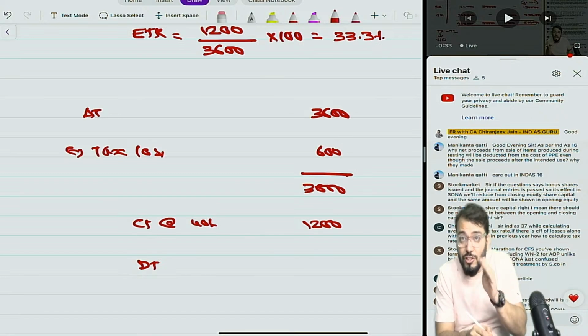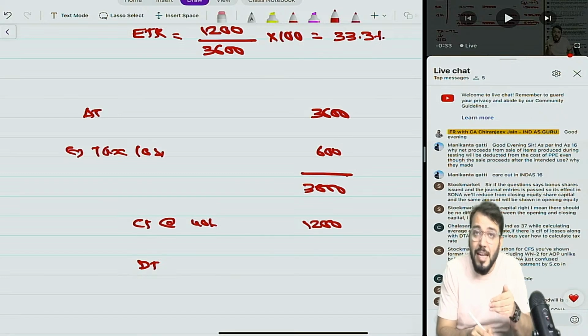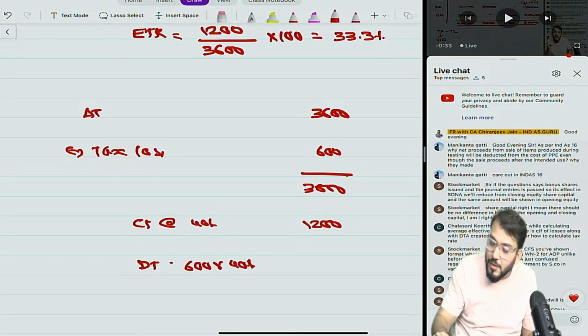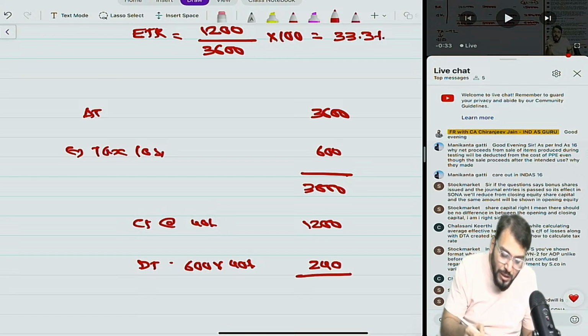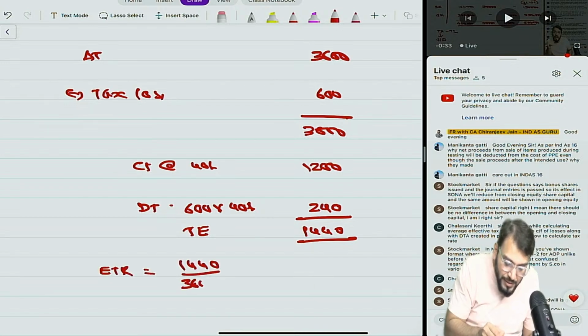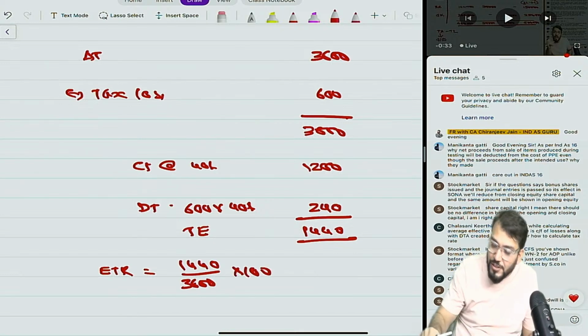So the deferred tax asset which is reversed becomes deferred tax expense. Deferred tax expense will be 600 into 40%, that is 240. Total becomes 240 plus 1200, that is 1440. So this becomes the total tax expense. Now the effective tax rate will be 1440 divided by 3600 into 100. That is 40%.